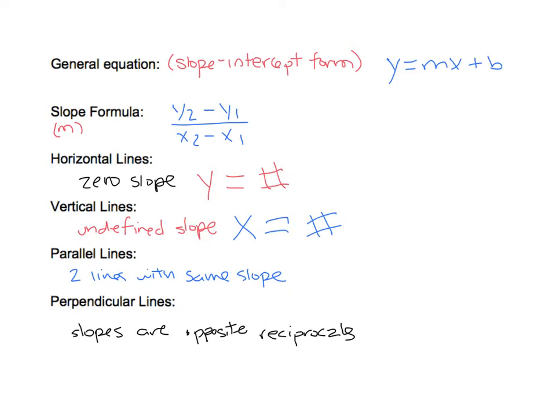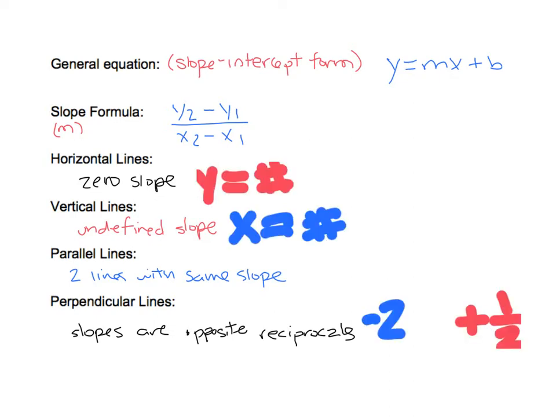Parallel lines are two lines with the same slope, very important for you to know that. And then perpendicular lines are lines that are opposite reciprocals of each other. So if I have, for example, -2, the opposite reciprocal would be to make my new answer positive and then flip 2, which would become 1/2. Moving on.